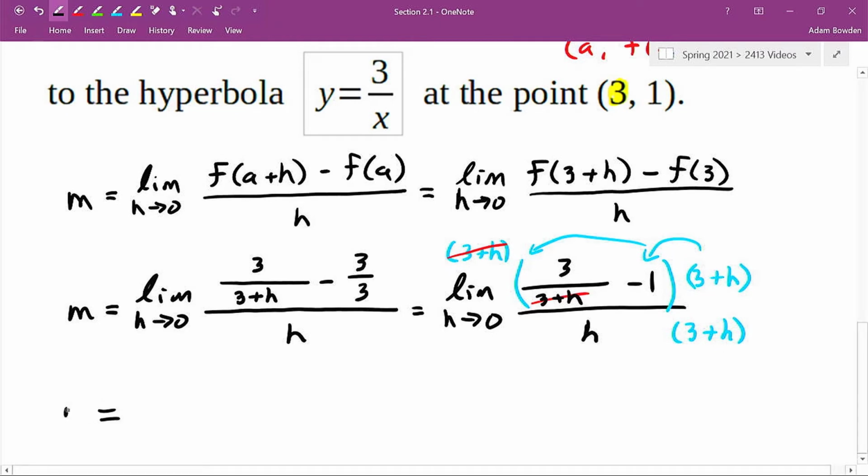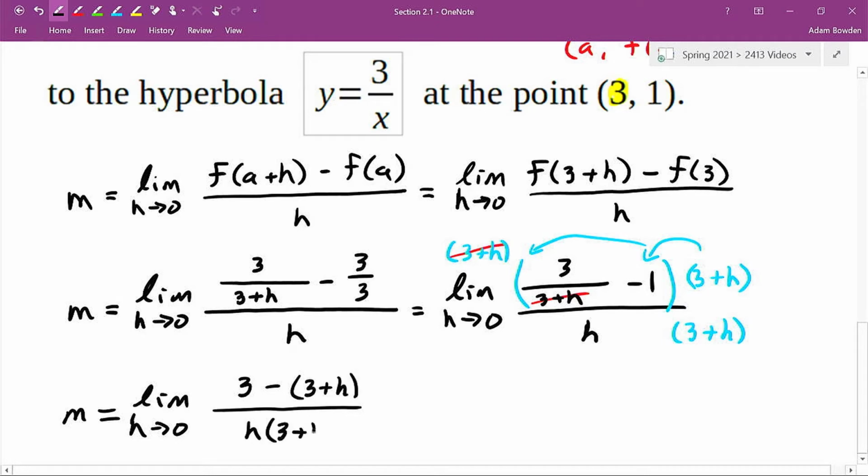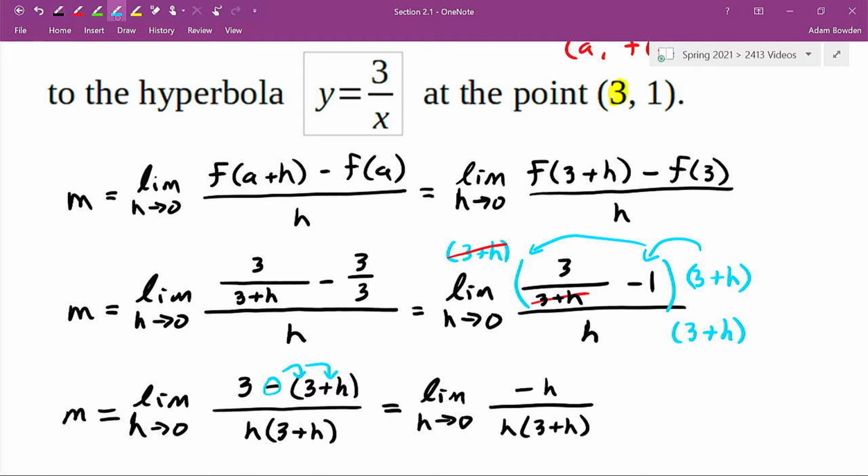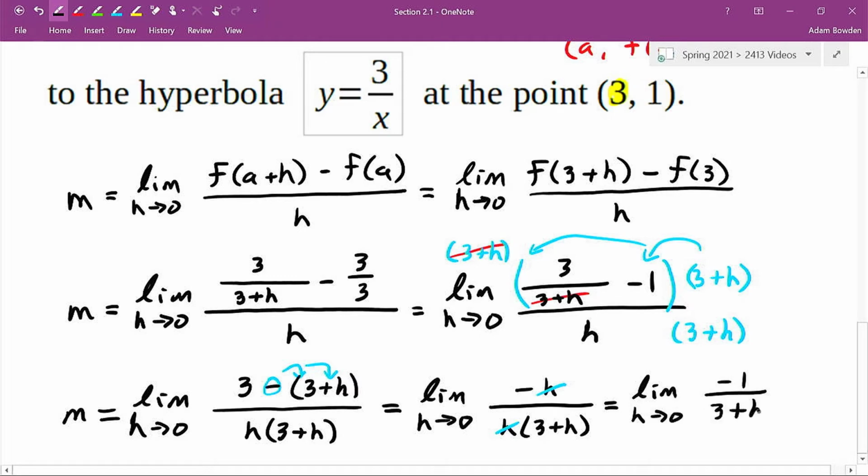As a result, what we'll have here is the limit as h approaches 0 of 3 minus (3 + h), all over h times (3 + h). Now distributing this negative and simplifying up on top, we'll change this into the limit as h approaches 0 of negative h over h times (3 + h). And then h can simplify, cross that out from both top and bottom. So from that point, we'll have the limit as h approaches 0 of negative 1 over (3 + h).